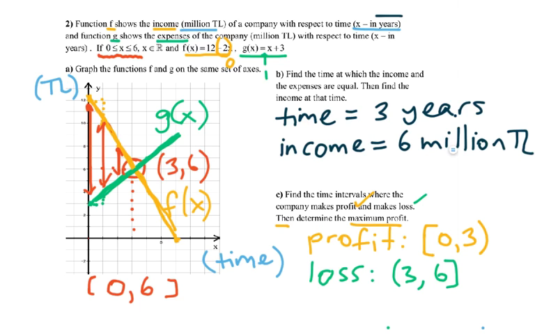So the maximum profit is max profit when x equals 0. So we look at here, the value of the expenditures was 3, income was 12, so 12 minus 3, the maximum profit is 9 million lira. Remember to include the units.